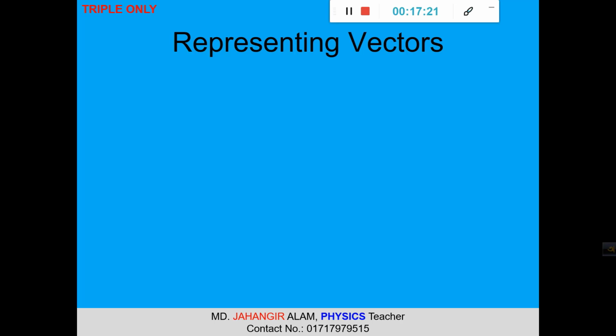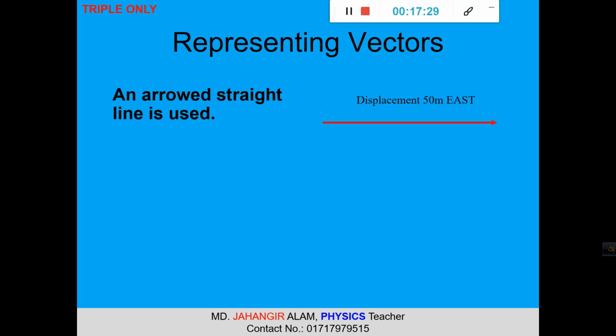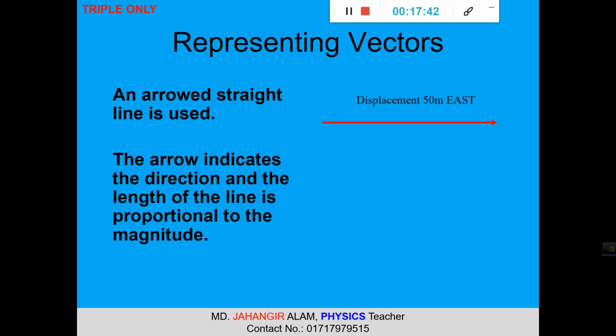Now, representing vectors. An arrowed straight line is used to represent a vector quantity. For example, displacement 50 meter east is shown by a red colored arrowed straight line. The arrow indicates the direction, and the length of the line is proportional to the magnitude of the vector quantity. Another example: displacement 25 meter at 45 degree north of east.